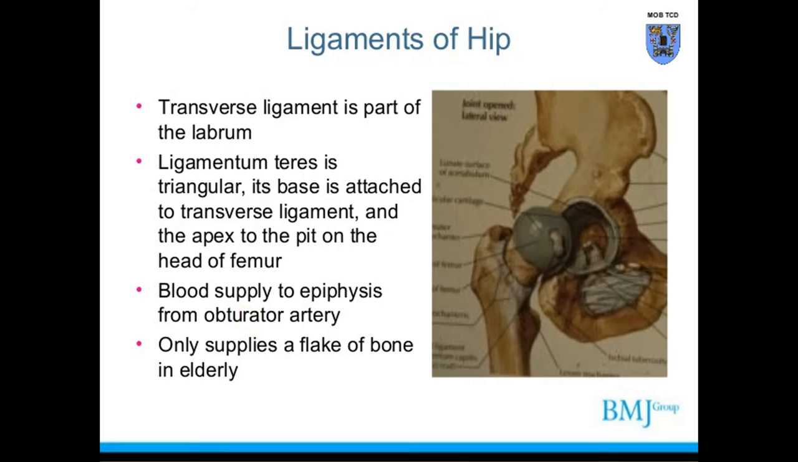The ligament of the head is triangular, attached at its base to the transverse ligament and its apex to the pit of the head of femur. This is the ligamentum teres, which we have already seen. Here is the ligamentum teres, and this foramen carries the blood supply of the epiphysis from the obturator artery, which enters through it.